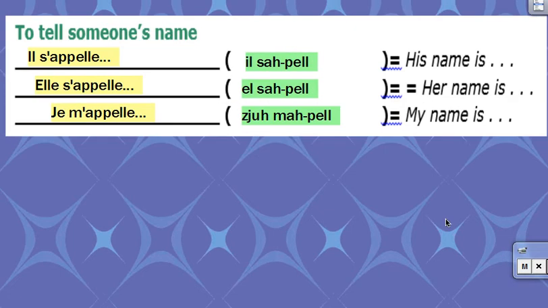And then of course you have to be ready to answer those questions. So here we have the phrases for his name, her name, my name is. Remember that the reason why there's a dot, dot, dot there is you do actually have to fill in a name for this to be a complete sentence that makes sense.